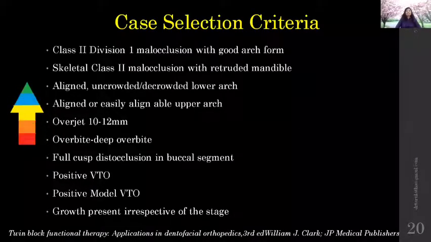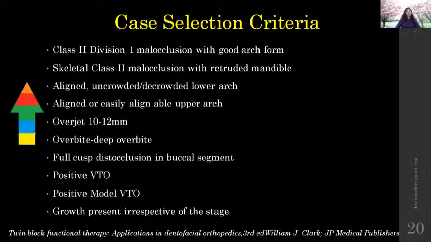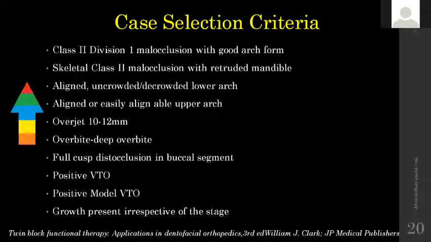But ideal cases for the beginners, for the novice, will be class 2 malocclusion with retruded mandible. And following the corollary, dental malocclusion should be Angle's class 2 division 1 malocclusion with a good arch form. Remember one thing, you should have well-aligned upper and lower arches. If the alignment is not there, if there is severe crowding, you should not give this appliance. You should give this appliance after correcting the crowding.